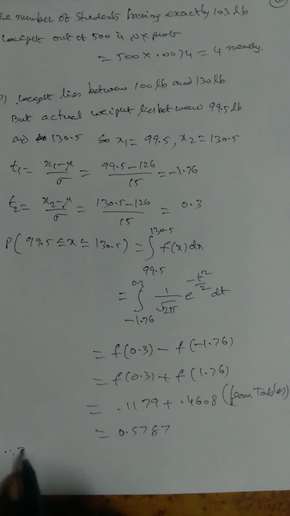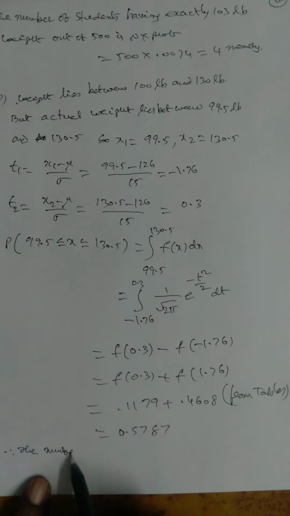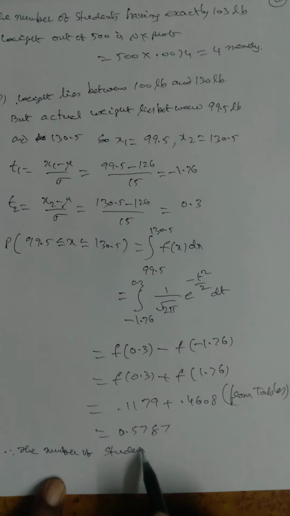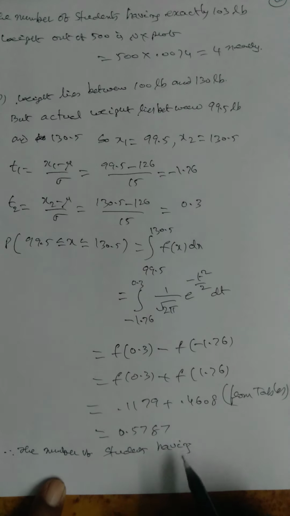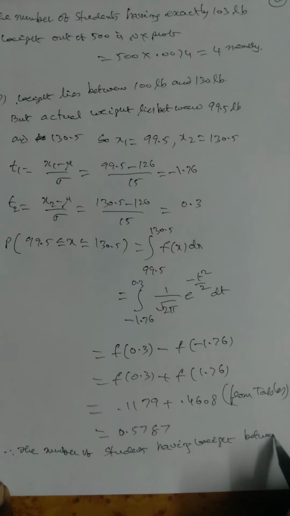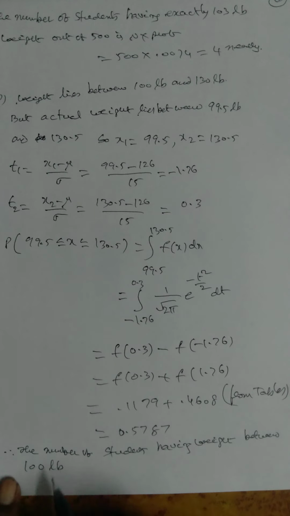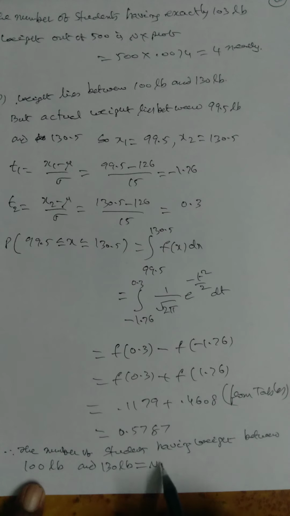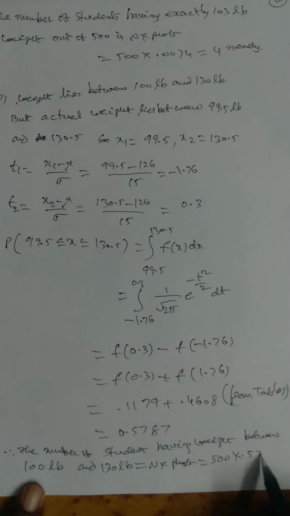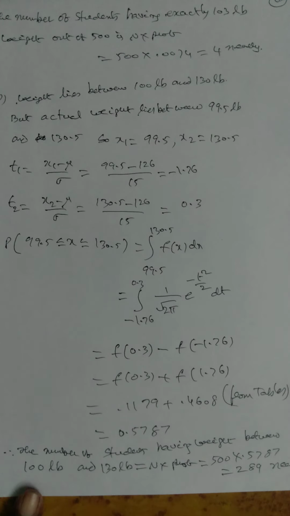Therefore the number of students having weight between 100 lb and 130 lb is equal to N into probability, 500 into 0.5787, which is 289 nearly.